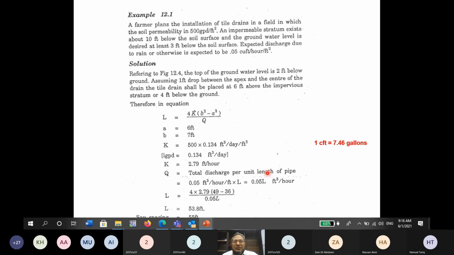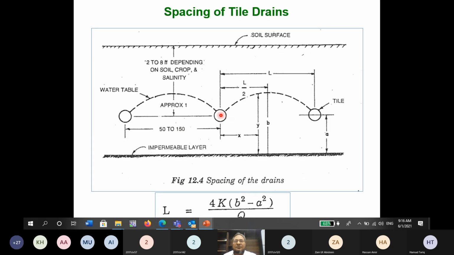Now the Q is the total discharge per unit length of pipe. It is also given as 0.05 cubic feet per hour per square feet. So multiply by L, which is the spacing. And this drain receives water from this much length, which is equal to the spacing of the drain.